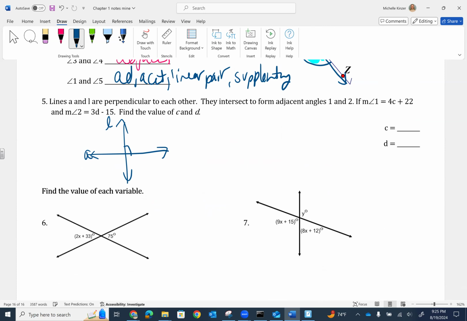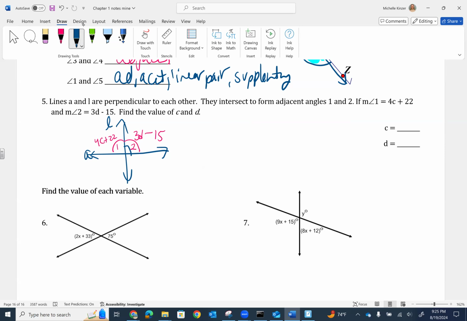And we know they meet at a right angle. They intersect to form adjacent angles 1 and 2. Okay, so let's call them angles 1 and 2. The measure of angle 1 is 4C plus 22. That's this angle here. And then angle 2 is 3D minus 15. It's a minus sign. Let me erase it and fix it for us. Minus 15. Let's find the value of both C and D.